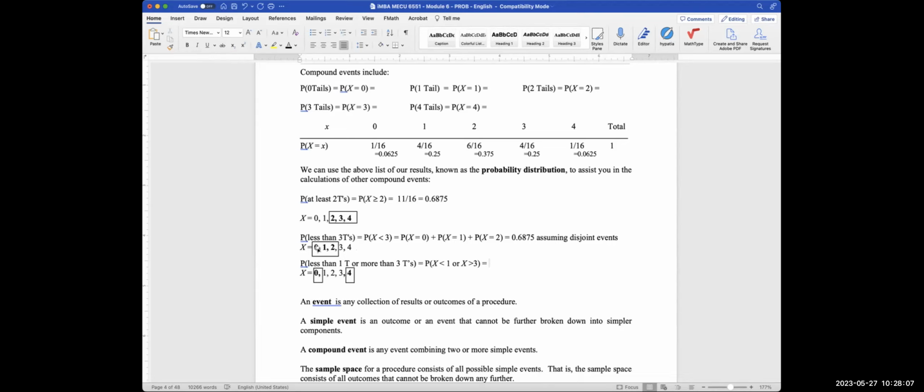Then I can ask you, less than 1 tail or more than 3 tails means less than 1 is 0 and more than 3 is 4. And when you add them, you get 2/16.